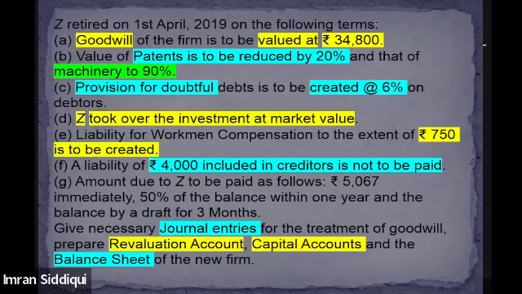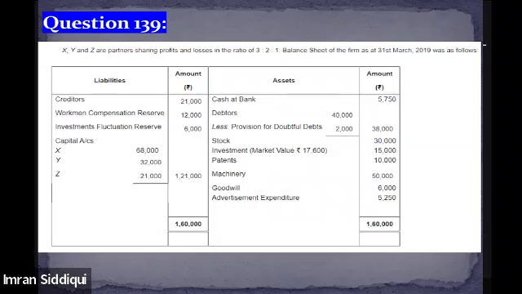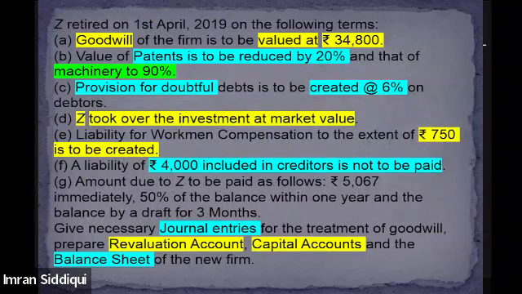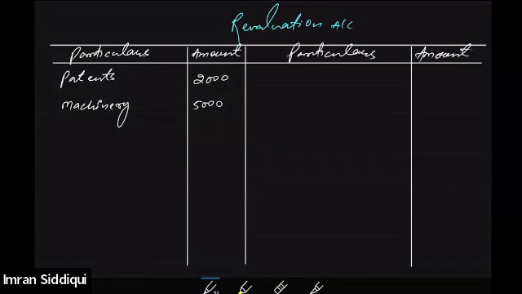Done. Moving on to the next one, provision for doubtful debt is to be created at 6%. Currently, we had a provision for doubtful debt of 2,000. But let's calculate 6% of 40,000. 6% of 40,000 will be 2,400, right? So that means we will have to make a further provision of 400. We have to increase the provision by 400. That is a kind of loss. So whenever there is a loss, we need to record that on the debit side of the revaluation account, provision for doubtful debt.